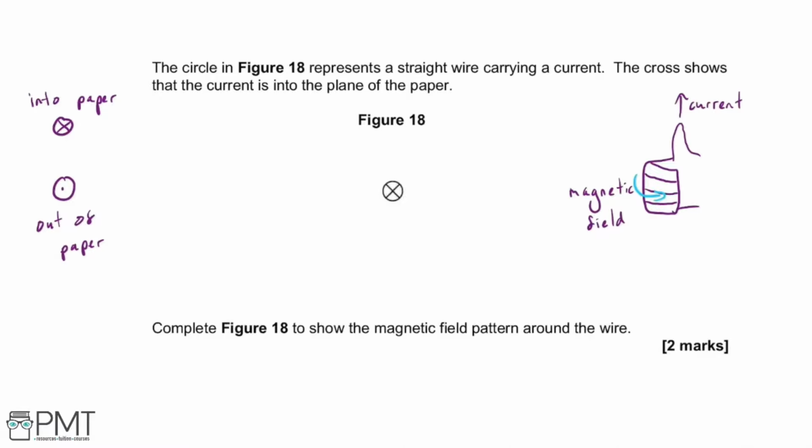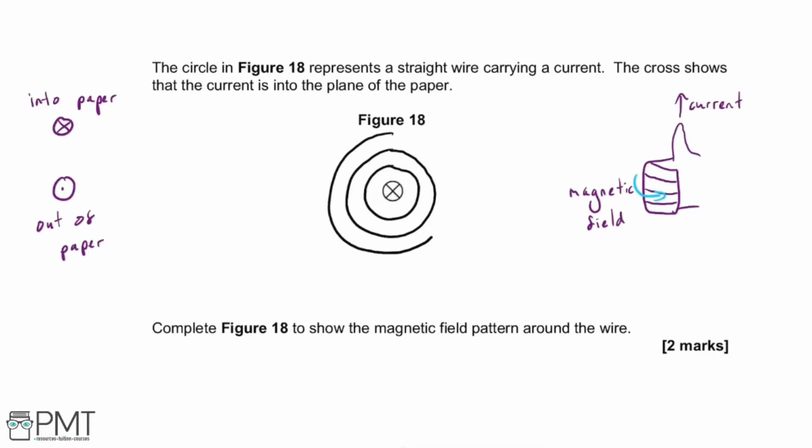So the magnetic field will be in circles around it. The mark scheme does say that you need at least 3 circles, so make sure you draw at least 3. You don't have to worry about them being perfect circles, just more or less circular. And then we said before that our fingers were going in a clockwise direction when we pointed our thumb towards the paper. So that's the direction of the arrows on the field. You want them pointing in a clockwise direction. And that's your answer for that question.